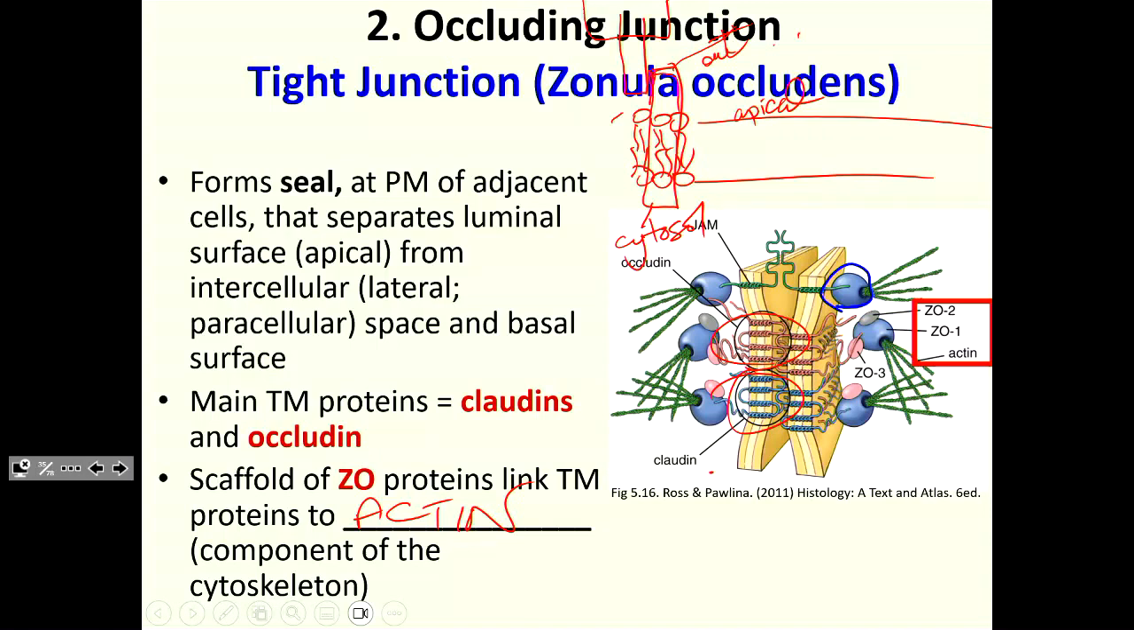Did I say there was a cytosolic protein? Yes, I'm sorry. The claudin and occludin are transmembrane proteins. The ZO proteins are cytosolic proteins. The actin, cytosolic proteins. They are all connected to each other. The claudin and occludin are transmembrane proteins connected to a family of proteins in the cytosol called ZO proteins. Those are connected to actin. Together, they're called a tight junction.